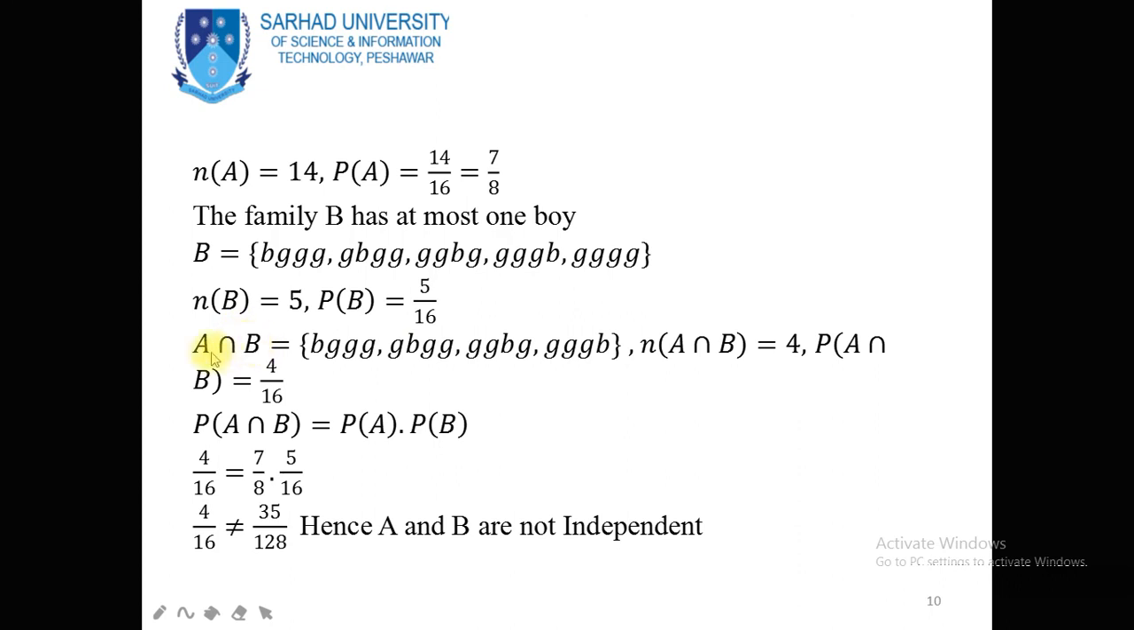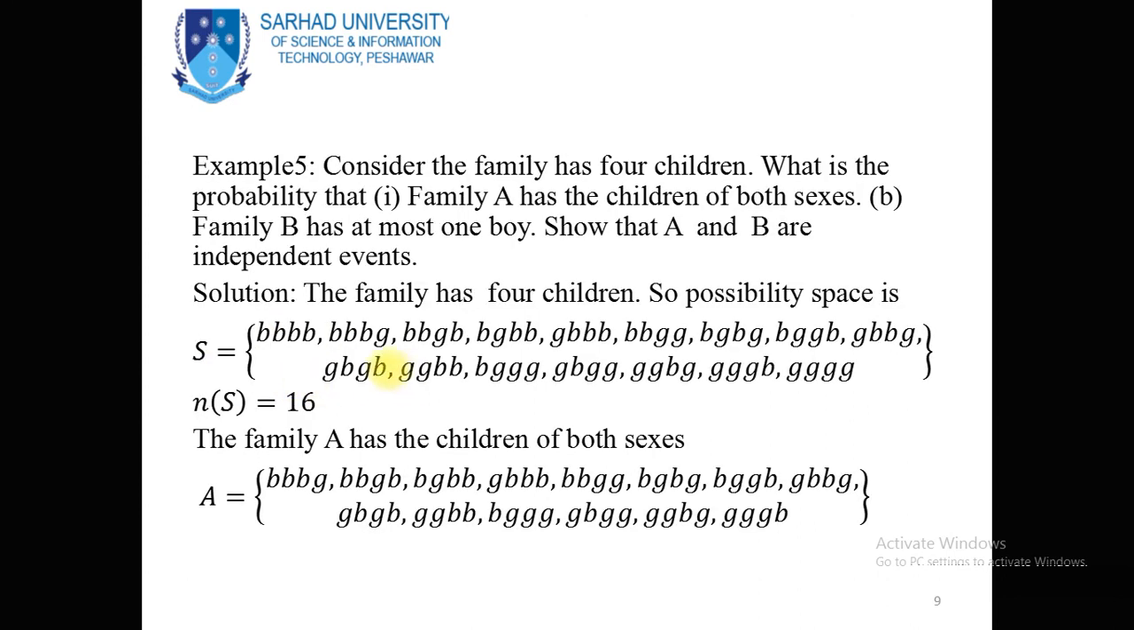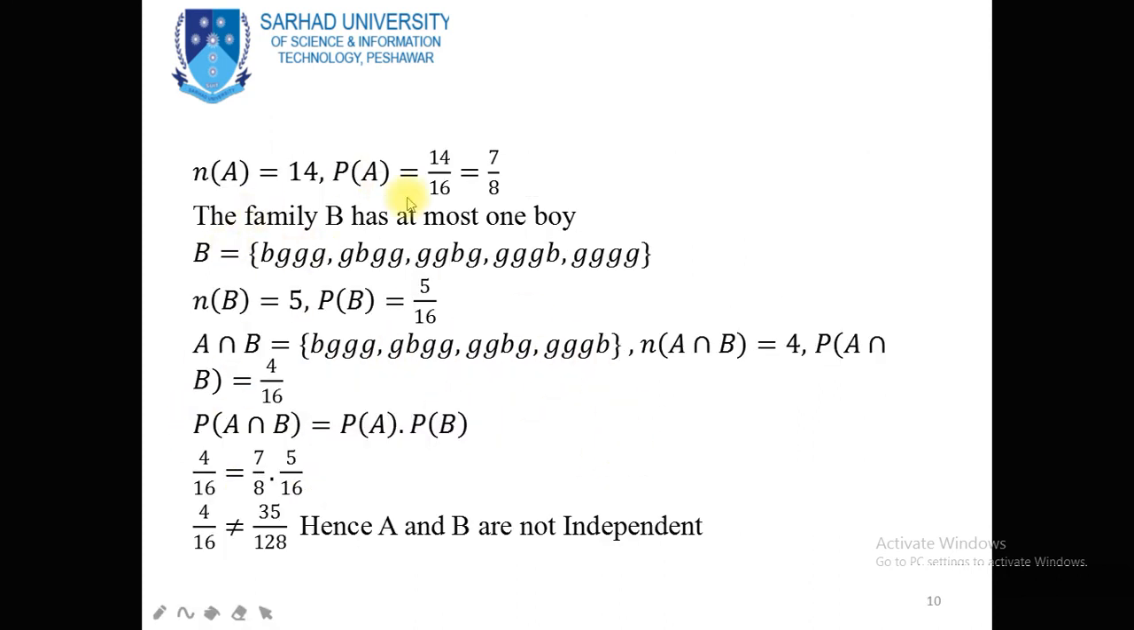Now A intersection B. Of these two events, A is the event which contains those outcomes of both sexes, and B is the event which contains the outcomes with at most one boy. Now these two events A and B have some common outcomes. This is a common outcome of A and B. This is a common outcome, this is a common outcome, and this is a common outcome. So the number of outcomes in A intersection B is equal to 4. So A and B are not mutually exclusive events. And the probability of A intersection B is equal to 4 by 16.